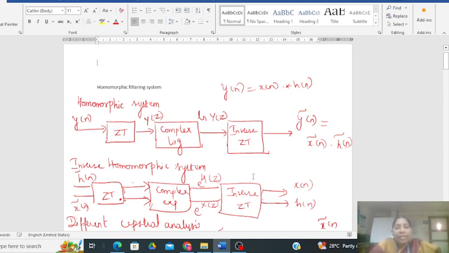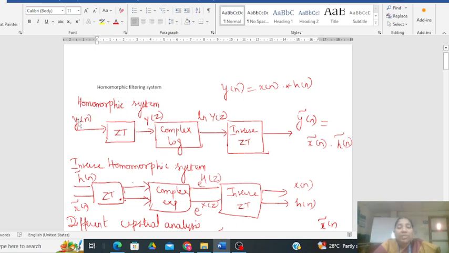So, today's class we are going to study about homomorphic filtering systems. Homomorphic filtering systems are mainly used for analyzing the speech signal. In a homomorphic system, you can see that you have an output signal y of n. We know that y of n equals x of n convolved with h of n. x of n is an input signal, h of n is a filter response or impulse response, which gives you the output signal y of n.